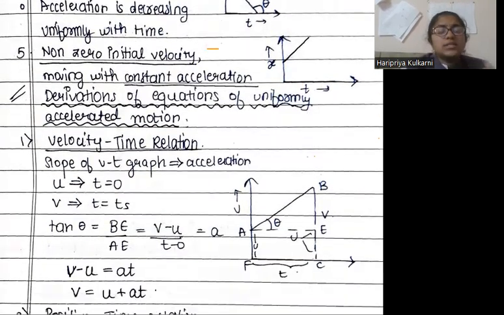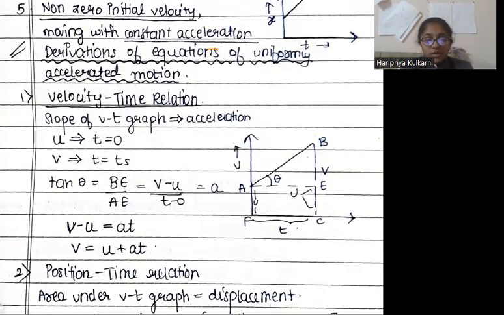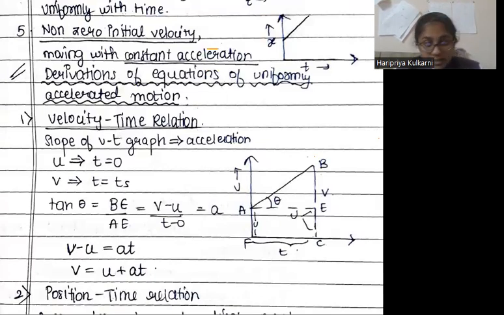Now coming to non-zero initial velocity. When we are having non-zero initial velocity, that is the start of the velocity, right? The starting of a car is not zero. We are considering some speed at the initial point, right? When t is equal to zero, 0 seconds, then we are considering some speed. The initial velocity is not zero, then the object is moving with constant acceleration, right? So the graph goes like this.